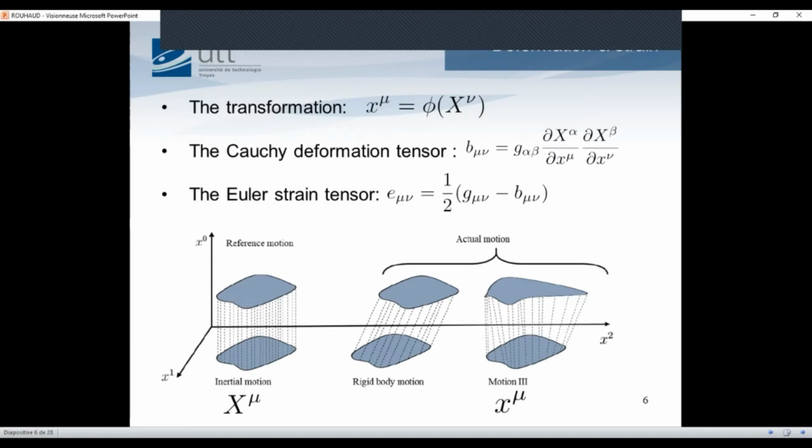Now, to define a deformation tensor, we are going to compare the coordinates of this motion here to the reference motion here, constructing a transformation between the two motions. So the reference motion is labeled with capital X, and the actual motion is labeled with a small x here. So we build a transformation, and we take the tangent application of this transformation to define a deformation tensor here. Now, we also define a strain tensor, which is a comparison between the deformation tensor B here and the initial metric defining the reference motion.